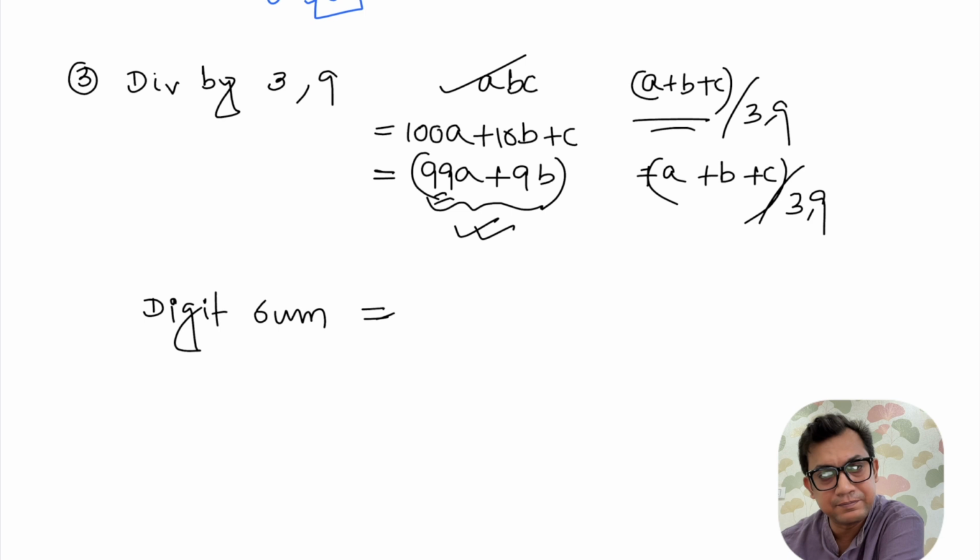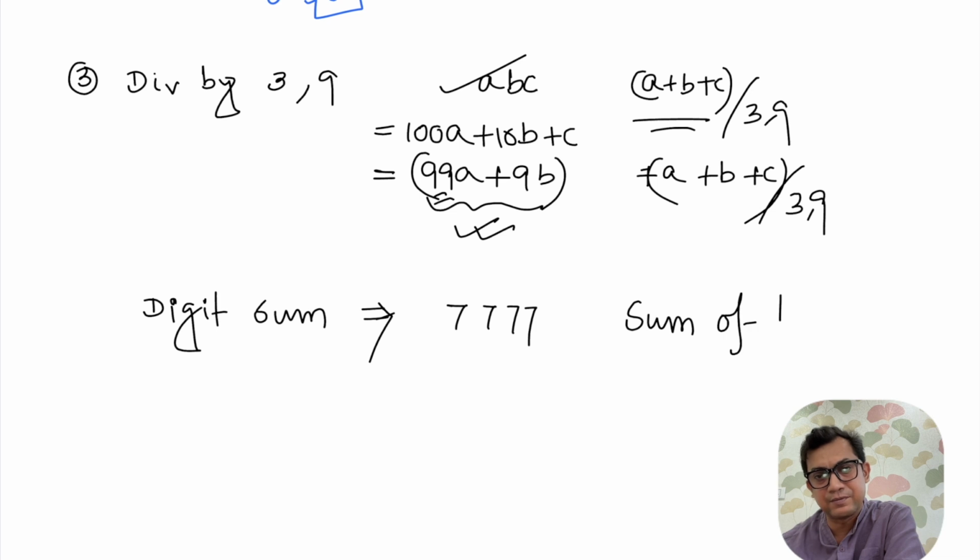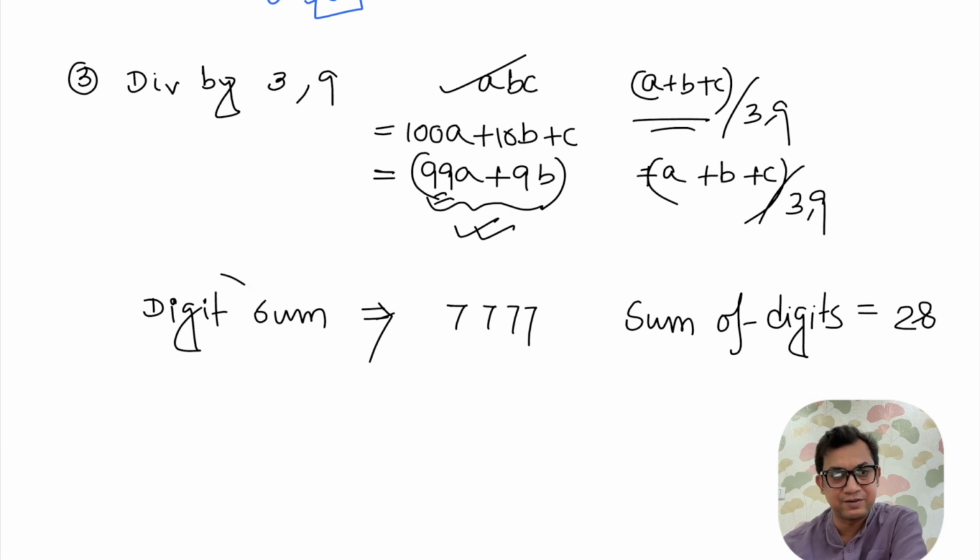Now what is digit sum? If I have a number like 7777, this is a 4-digit number with the digit 7 repeated four times. If I add the digits, this is called the sum of digits, which equals 7 plus 7 plus 7 plus 7. 7 4s are 28. This is called the sum of the digits, but what I want to talk about is different: digit sum.